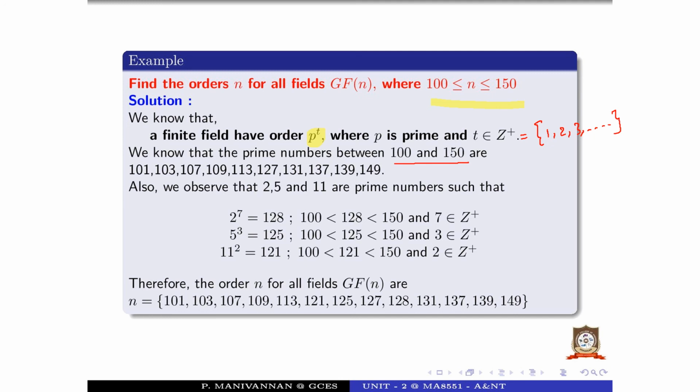Also, we observe that 2, 5, 11 are prime numbers such that 2 power 7 equals 128, which lies between 100 to 150, and 7 belongs to Z plus. In a similar way, 5 cubed equals 125 lies between 100 to 150, and 11 squared is 121 lies between 100 to 150. Therefore, the required orders are the prime numbers with the prime power t elements. Hence, the required answer is this.